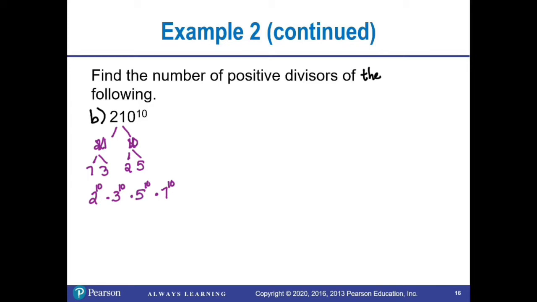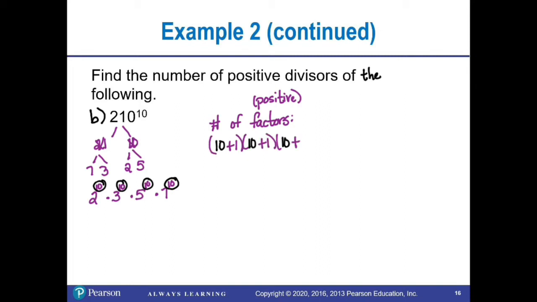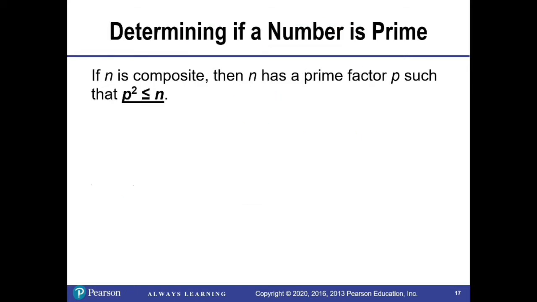My problem asks me how many positive divisors I have. So I want to look at my powers here. Remember, we take the power and we add 1 to it, and I do that for each power. 10 plus 1 is 11. And when I multiply 11 times 11 times 11 times 11, I get 14,641.